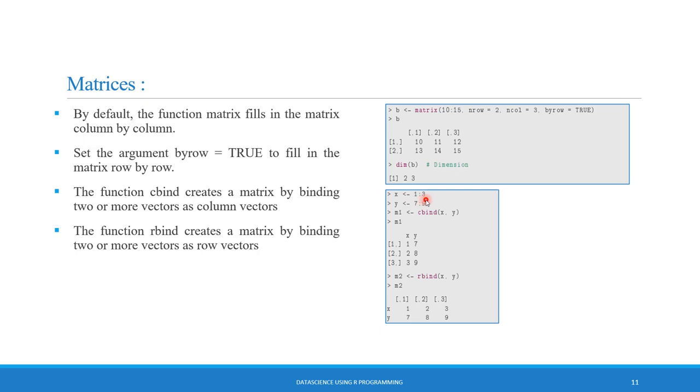In this example, the x vector takes the elements from 1 to 3. The y vector takes the elements from 7 to 9. Since we have used the cbind() function, 1, 2, 3 is added initially as a column and 7, 8, 9 is added as the second column. In this example, we have used the function rbind(). So 1, 2, 3 is saved as a row and 7, 8, 9 is saved as the second row.